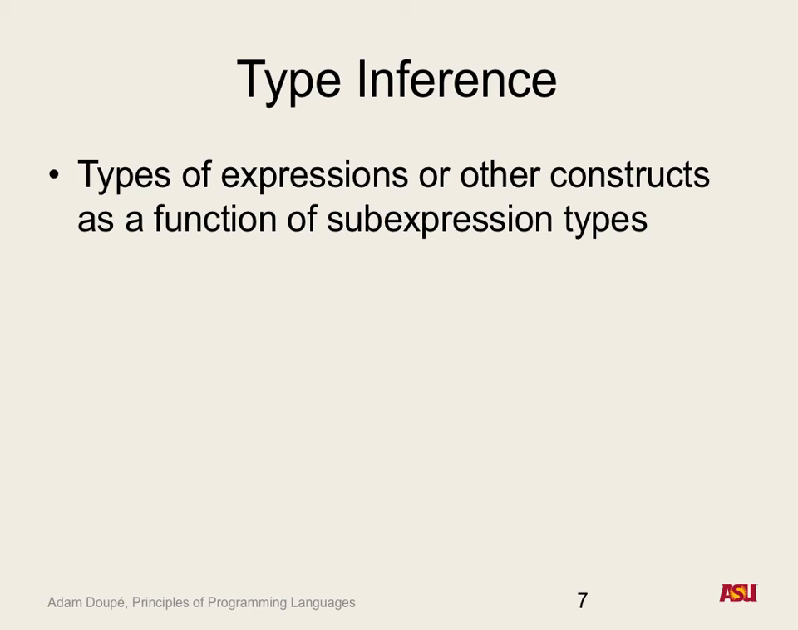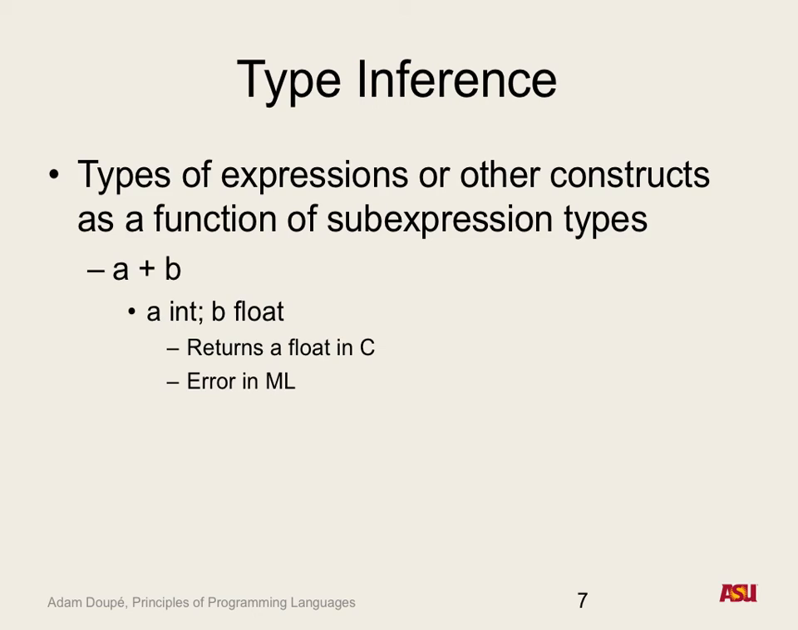Right? In most languages, it returns float. In some languages, it's not allowed, and you can't do it. Right? And so in C, if we have A plus B, A is an int, B is a float, it's going to return a float in C. It's an error in ML-based languages, specifically OCaml is the one I remember this in, which can be really annoying as you're programming, right?